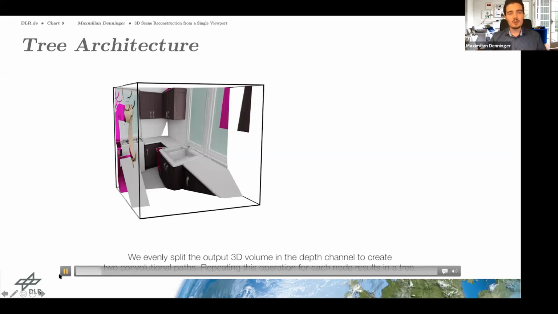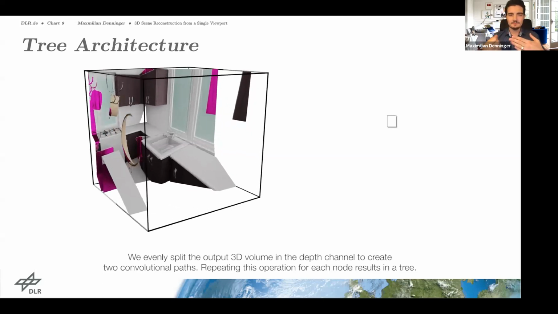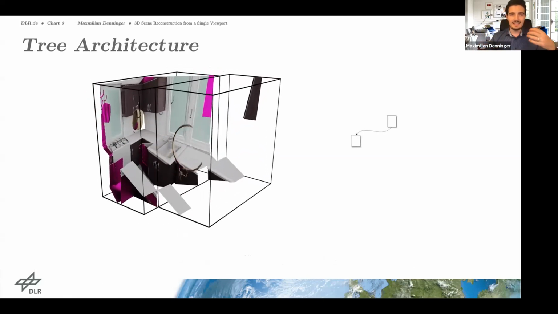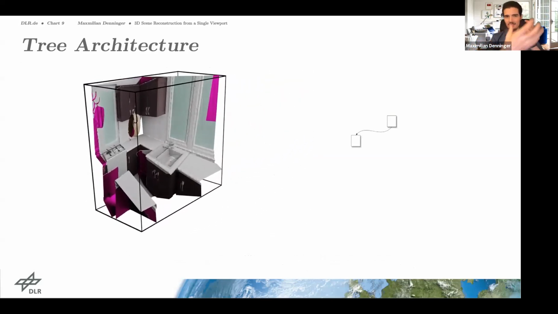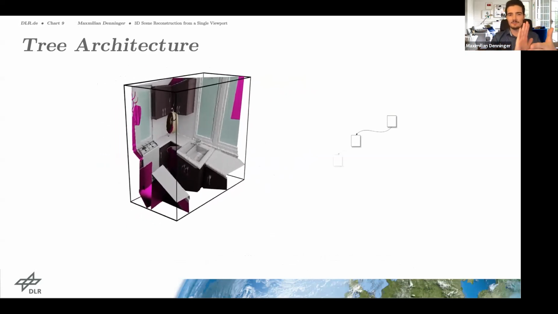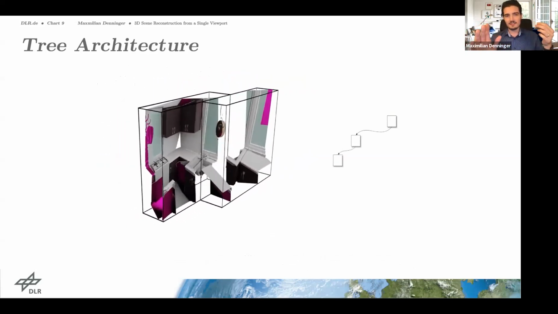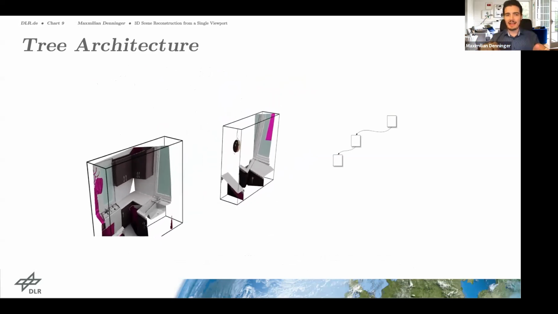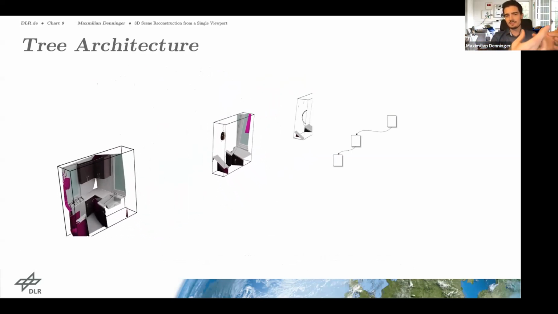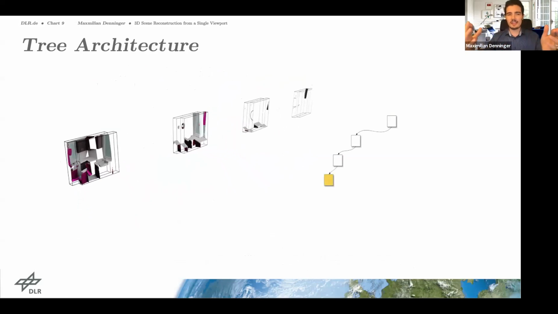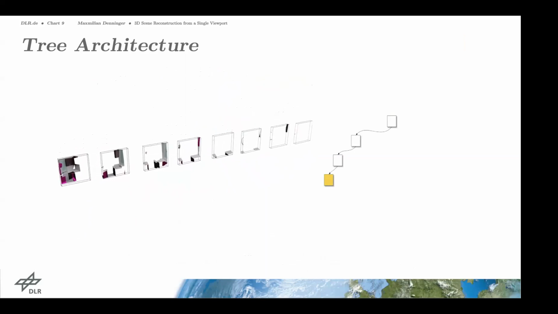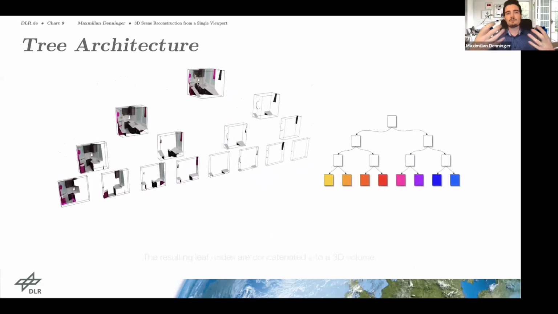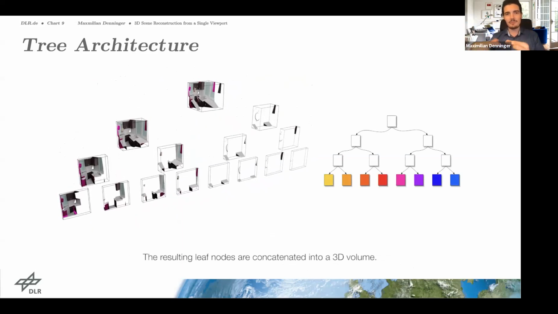And what we now do is we split this cube in half along the depth. So we split it, and the left side is now predicted by one convolutional path, which only takes care of this back part. Then we do this again, and we again have two paths, one for the back part and one for this back front part. And we do this again. And as we're always binary splitting, we get a tree architecture. We get these convolutional paths, which are responsible for reconstructing these depth slices.